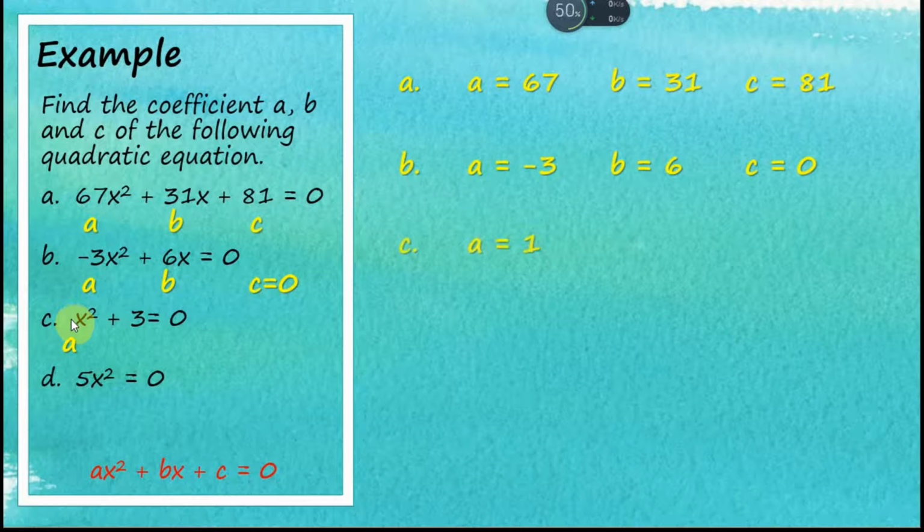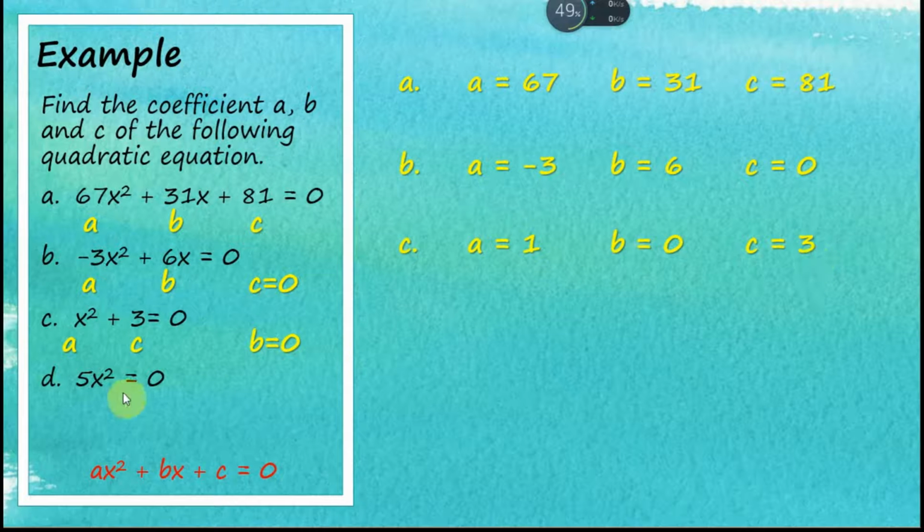Okay, we don't have b, because there are no x terms. So b equals 0, and this is c, and c equals 3. So b equals 0 and c equals 3.